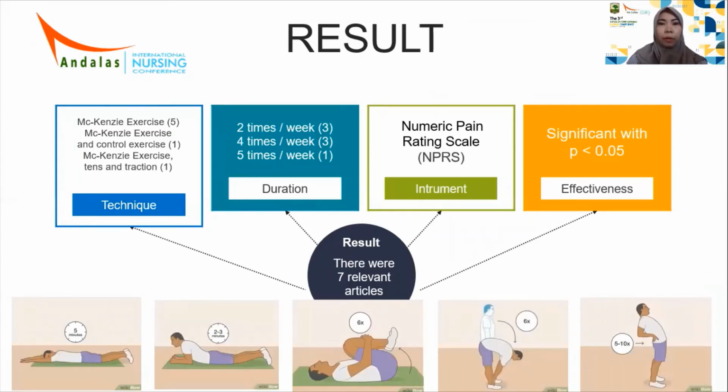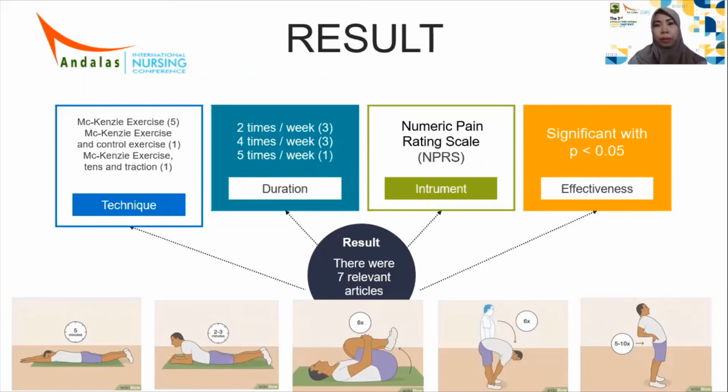The results. For the technique, 5 articles use McKenzie exercise, 1 article uses McKenzie exercise and control exercise, and 1 article uses McKenzie exercise, stance, and traction technique. For duration, 3 articles used 2 times for 1 week, 3 articles 4 times for 1 week, and 1 article 5 times per week.